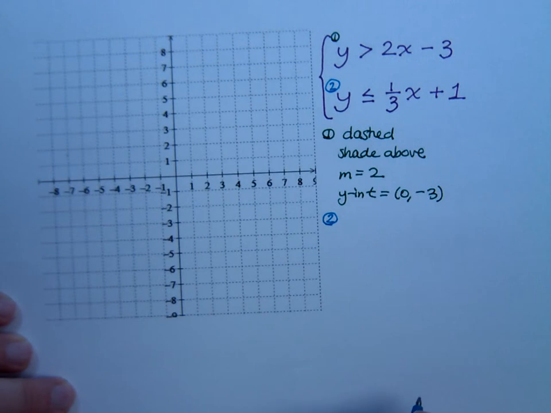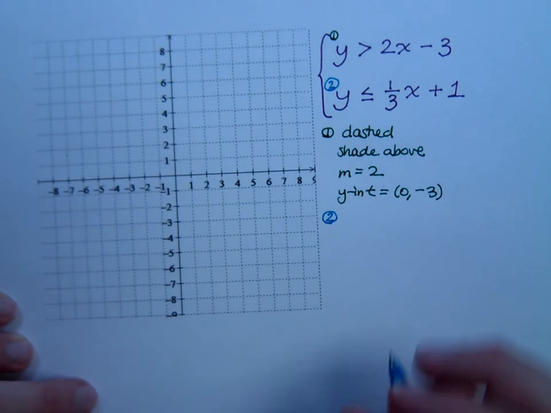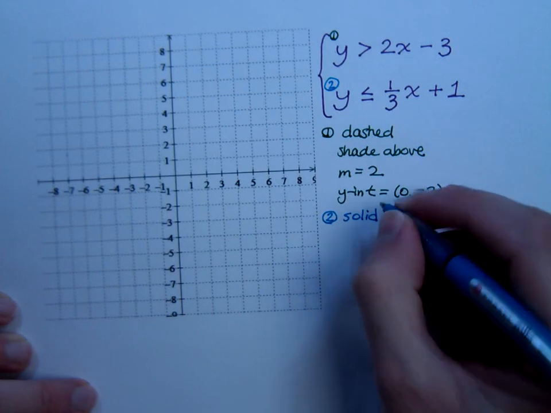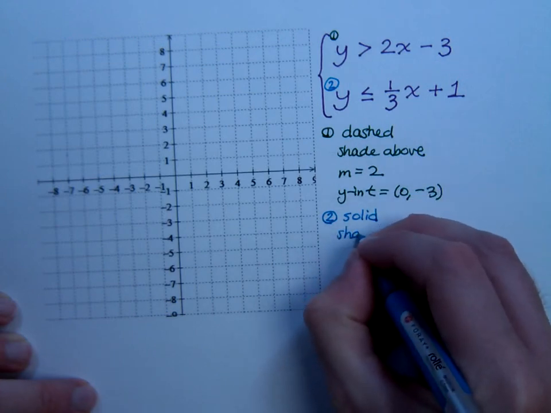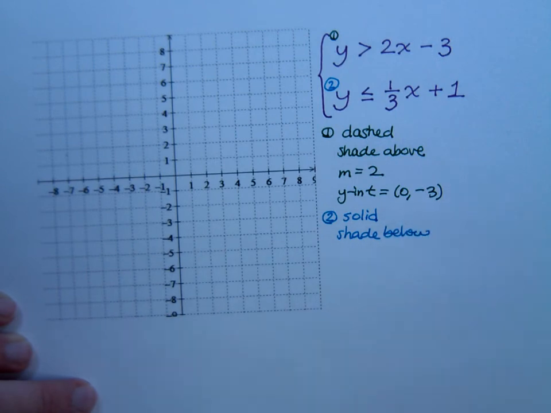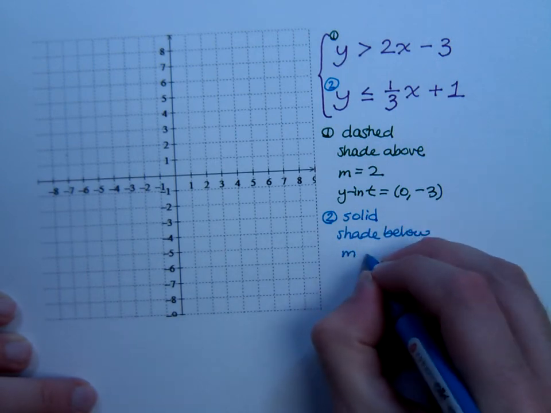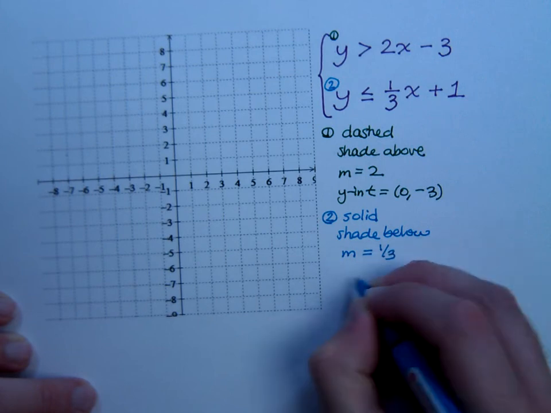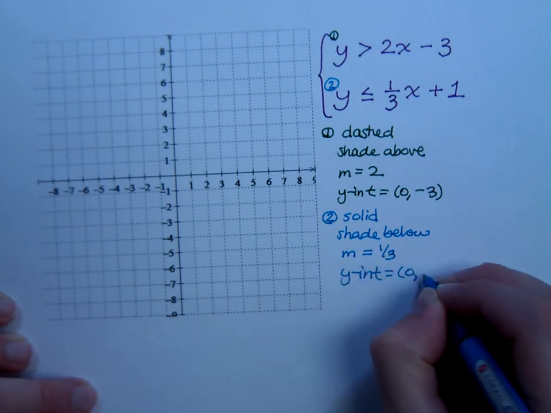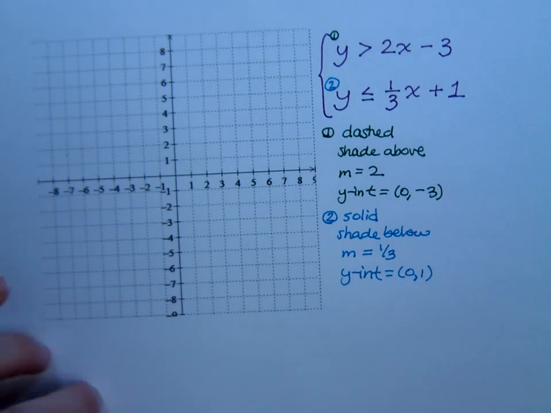Tell me everything you know about him. You know it's solid because of the equal to. What else? I will shade below. Slope of 1 over 3. And what's the y-intercept? 0, 1. The y-intercept is 0, 1.